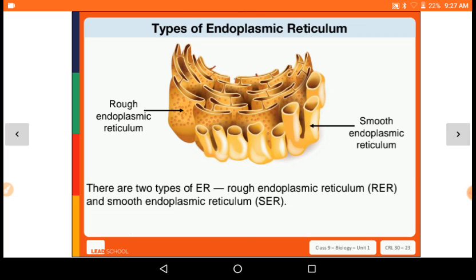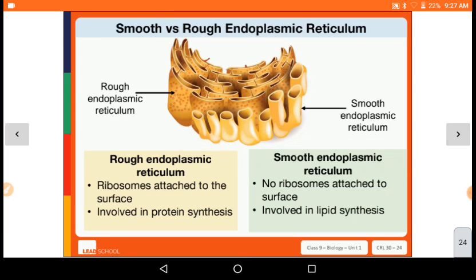Okay, then the types of endoplasmic reticulum. There is rough endoplasmic reticulum and smooth endoplasmic reticulum. I already told you that this tube-like structure is smooth. So this is smooth endoplasmic reticulum, and the backside structure is rough.